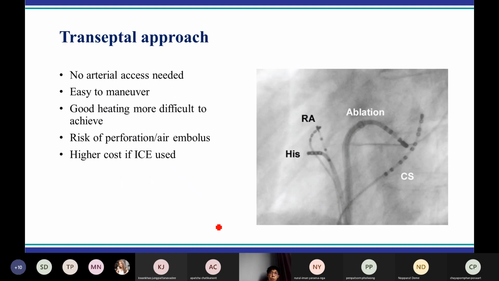The transeptal approach needs no arterial access and it is easier to control the catheter. But the energy for heating is more difficult to achieve. There is some risk of perforation and air embolism during the transeptal approach, and during the transeptal technique we have to use intracardiac echo or transesophageal echo during the transeptal puncture. So it might be costlier than the other type.